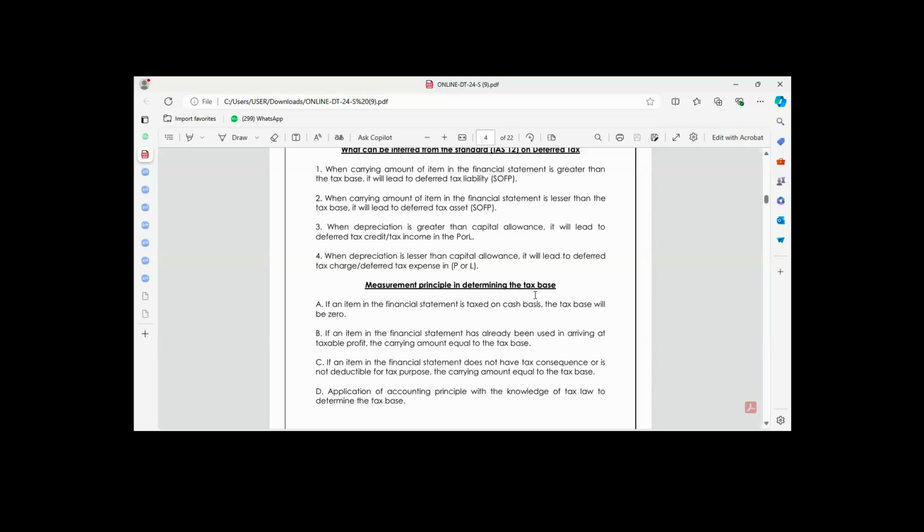Application of accounting principles with the knowledge of the tax law to determine the tax base. We will now be using the eyes of an accountant to determine the carrying amount.